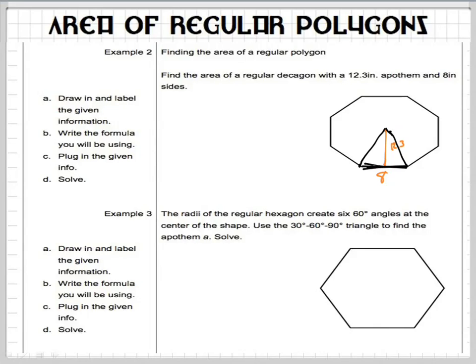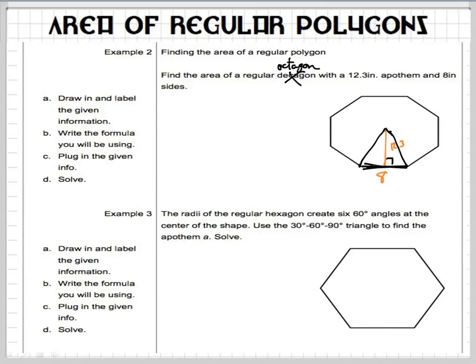6? 8? You know, it's weird. This says decagon, and we have 8 sides right here. Cross that out, and let's write octagon. Okay, so we have 8 of these. And so, do you guys know how to find the area of that? How do you do it?